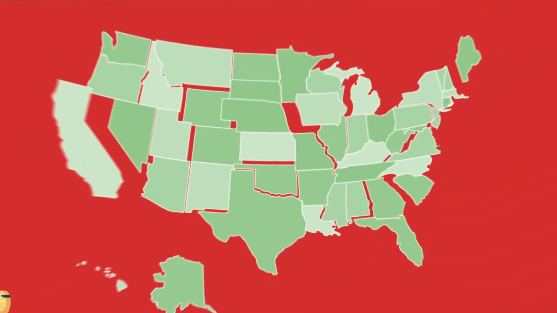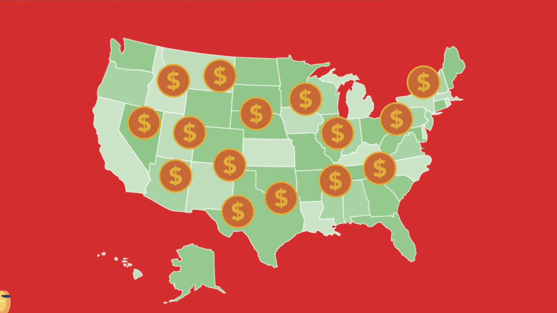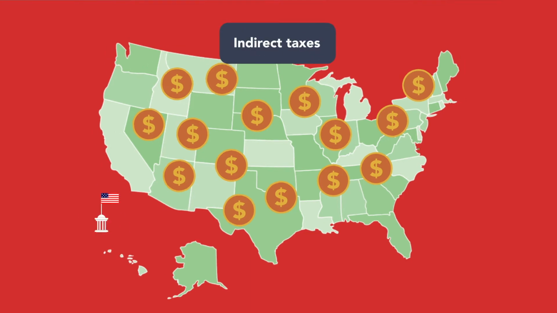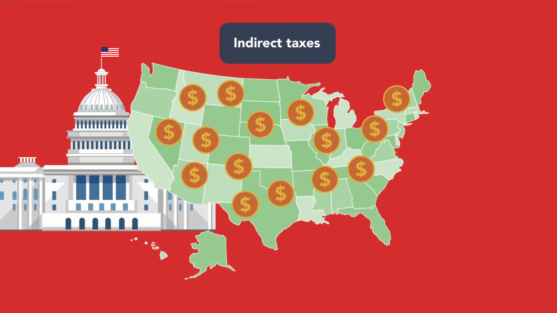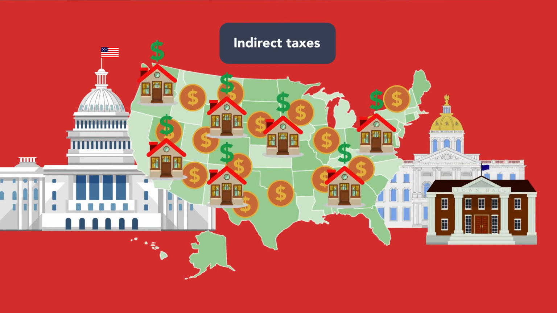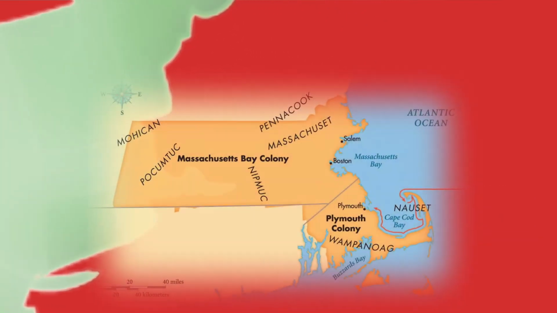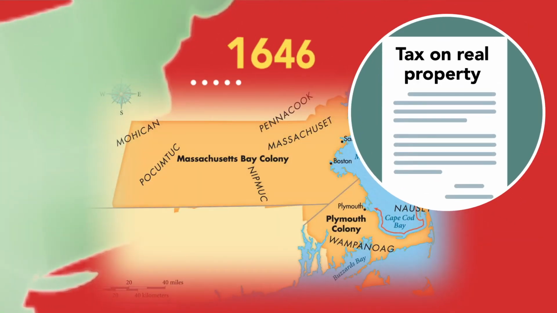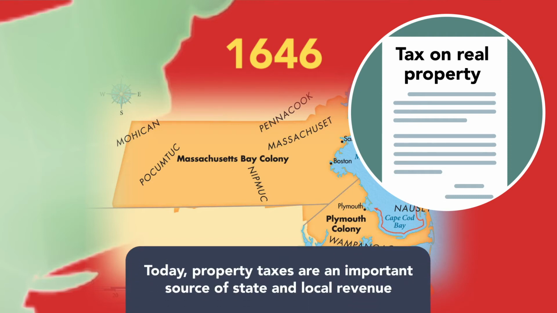Sales taxes on goods produced, bought, and sold entirely within a state are one example of taxation authority that is reserved to the states. Sales taxes are indirect taxes, which the federal government may not impose without apportionment. Similarly, only state and local governments may tax real property, another form of indirect tax. A tax on real property was first introduced by the Massachusetts Bay Colony in 1646, well before the United States was even conceptualized. Today, property taxes are an important source of state and local revenue.